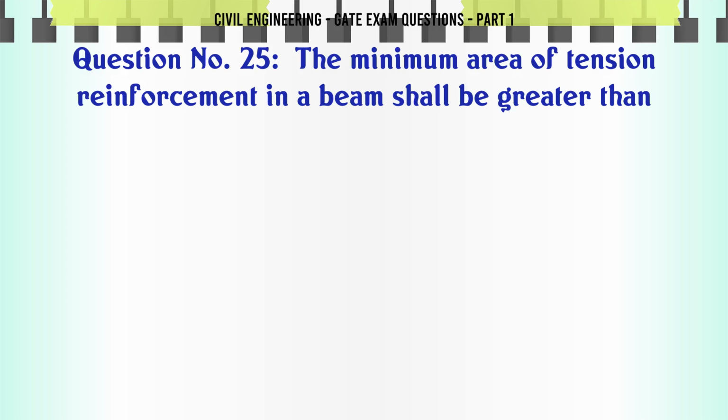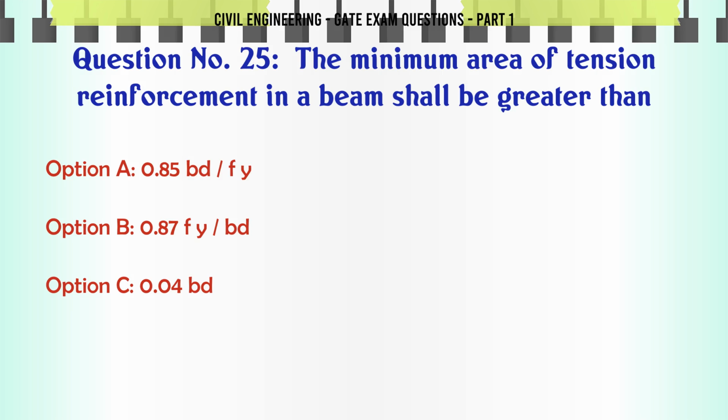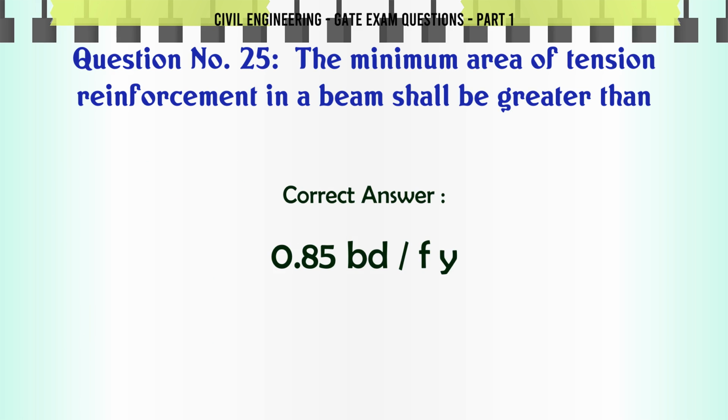The minimum area of tension reinforcement in a beam shall be greater than: A. 0.85 bd/fy, B. 0.87 fy/bd, C. 0.04 bd, D. 0.4 bd/fy. The correct answer is 0.85 bd/fy.